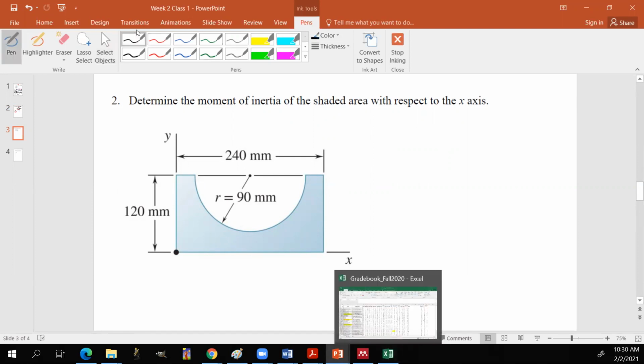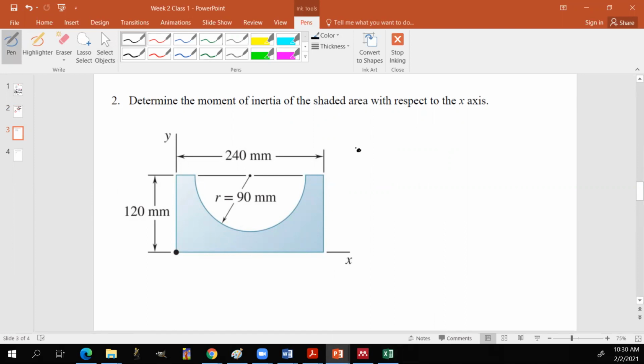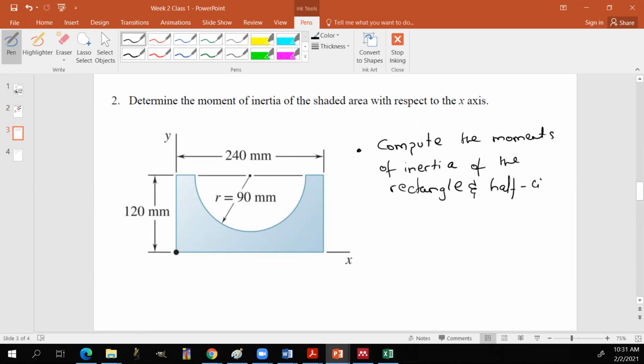So let's write this one out just so that we have the method. So we have to compute the moments of inertia of the rectangle and half circle with respect to, so WRT always means with respect to, right? So with respect to the x-axis, right?